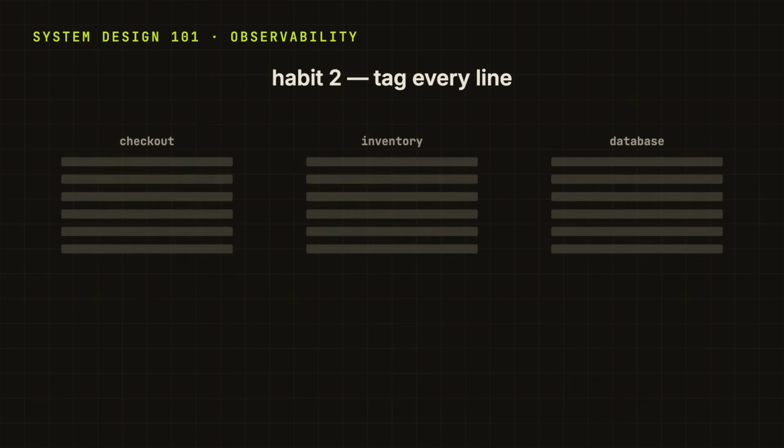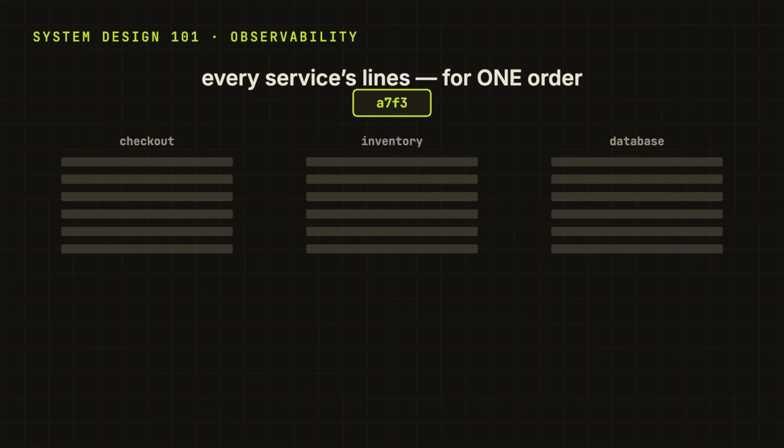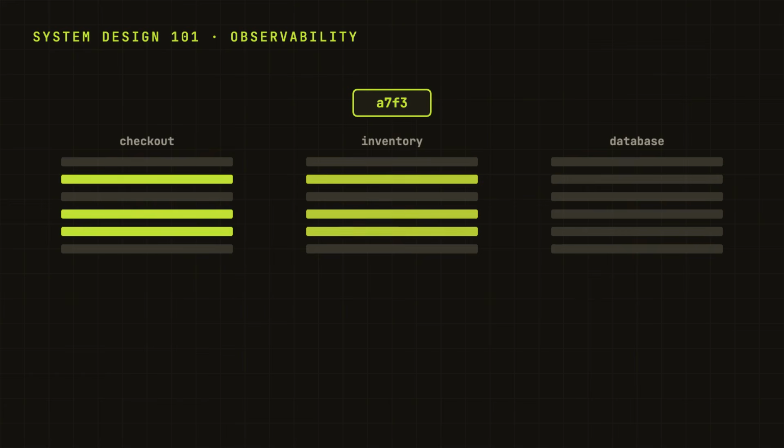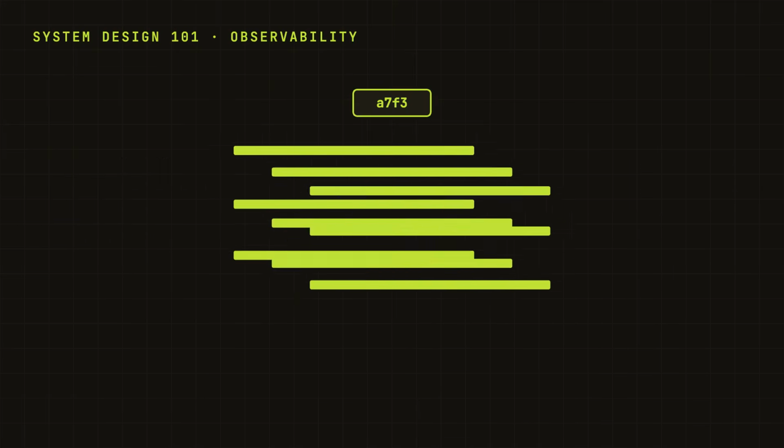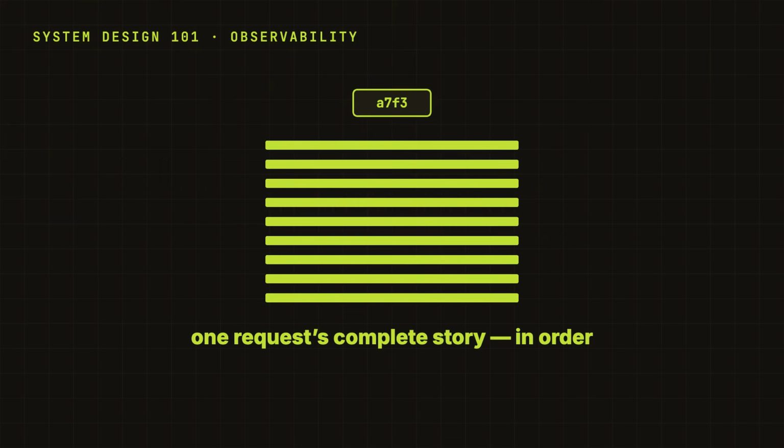And the second habit, this is the good one. Tag every log line you write while serving a request with the same request ID from the trace, our A7F3. Because once you do that, watch what happens. You can pull up every log line from every service that touched that one user's broken order. Checkout's lines, inventory's lines, the database's lines, all of it in order, stitched into a single timeline. The complete story of what happened to that one request across the whole system.